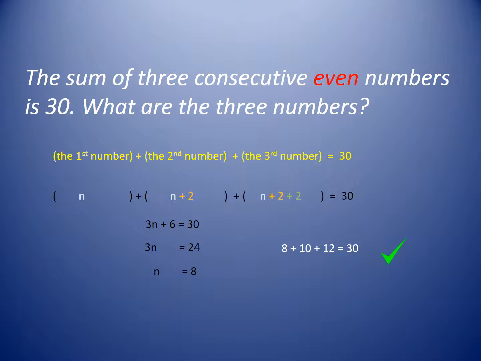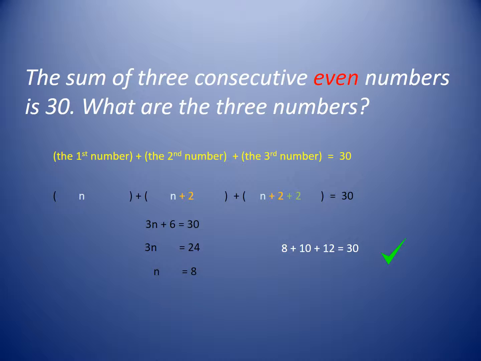Hopefully you realize that when you have consecutive even numbers, to go from one number to the next, you add 2 just the way you did for the odd numbers. So this problem looks a lot like the consecutive odd number problem that we just did. So you'll have the first number, the second number, and the third number. Each time we'll add 2 to the previous number, combine like terms, get down to the second to last step, divide both sides by 3, and come up with n equals 8.